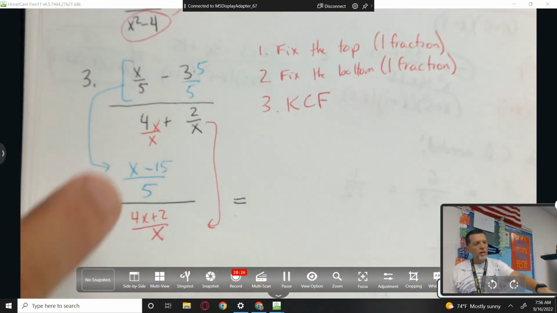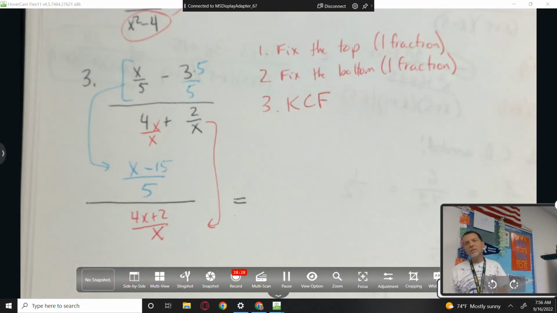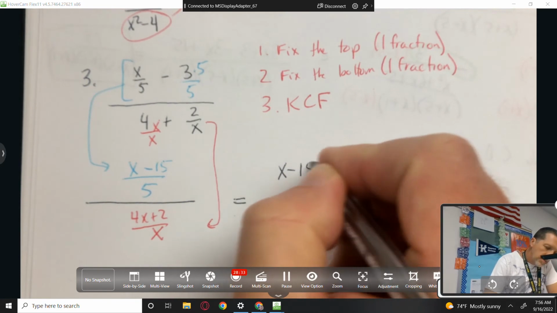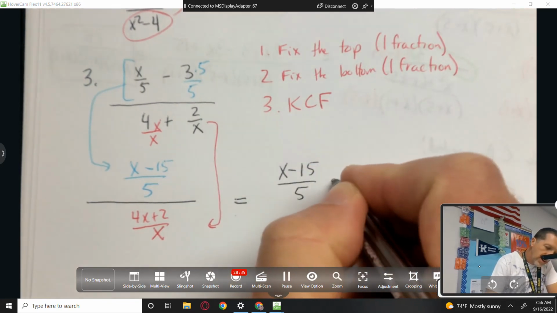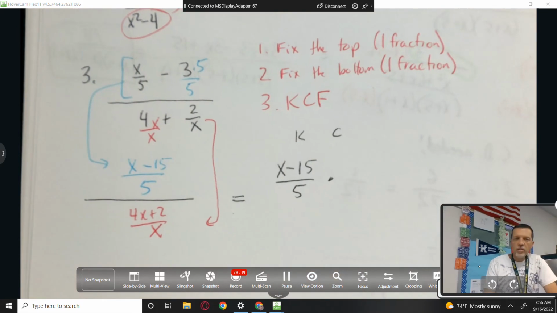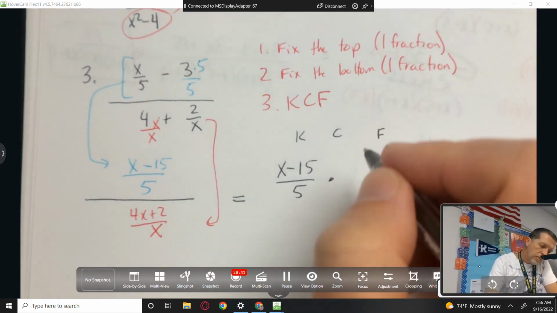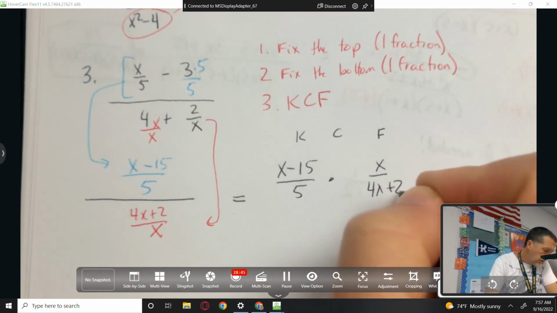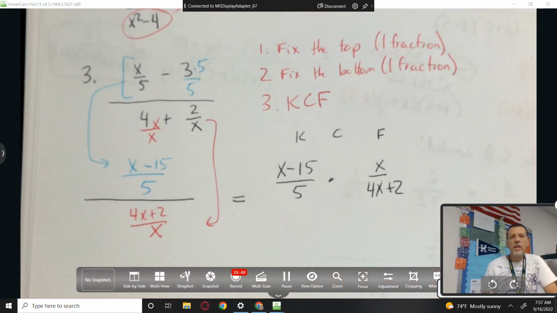We fix the top, we fix the bottom. Now we can do keep it, change it, flip it. X minus 15 over 5. Keep it, change it to multiplication, flip: x over 4x plus 2. And what's eligible to cancel in that one? Nothing. It's kind of frustrating.